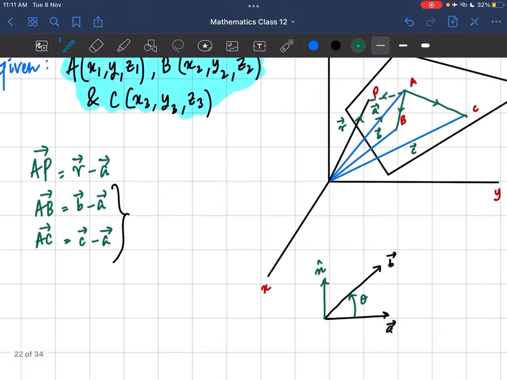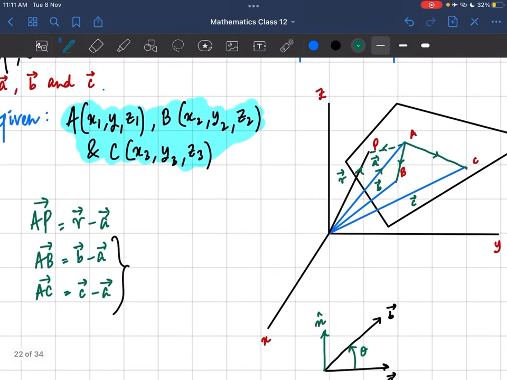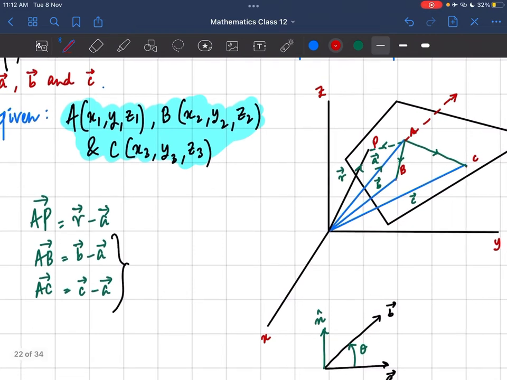So if I do AB cross AC, I will get a vector which is perpendicular to both the vectors. Both the vectors lie on the same plane, that is the plane whose equation we need to find. So if it is perpendicular to both the vectors AB and AC, then obviously it is perpendicular to the plane also.